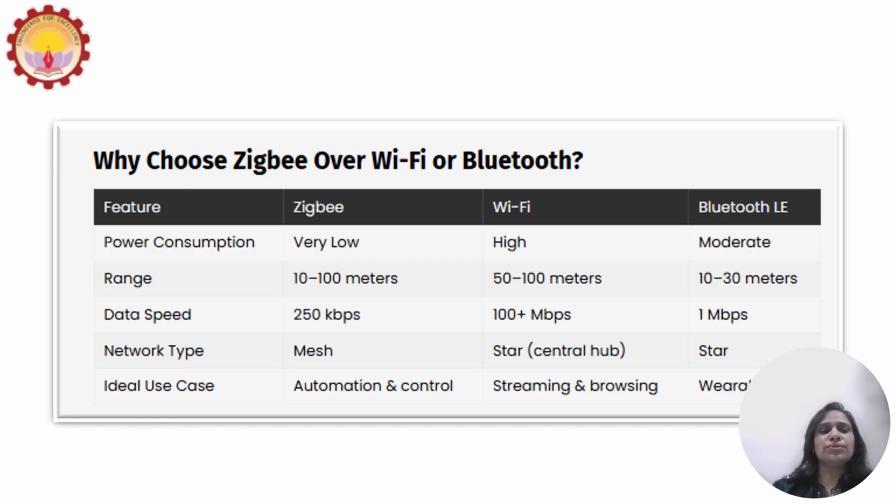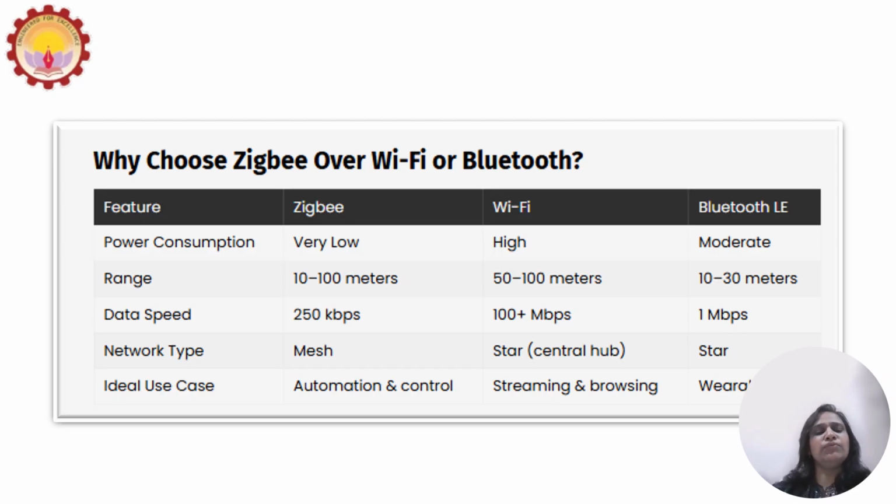So why choose ZigBee over Wi-Fi or Bluetooth? There are some features presented here. With respect to power consumption, ZigBee uses very low power, whereas Wi-Fi consumes high power and Bluetooth consumes moderate power. When we talk about range, ZigBee is used for 10 to 100 meters, Wi-Fi can be used for 50 to 100 meters and Bluetooth is used for 10 to 30 meters.